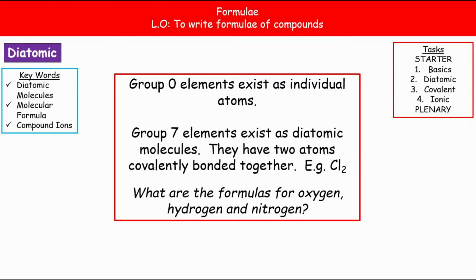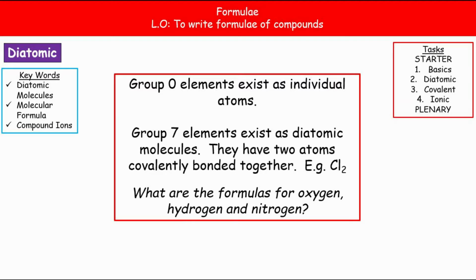When we come to group 0, so that is the group on the far right hand side of the periodic table, also known as the noble gases, then they exist as individual atoms. So every single one of those, all we've got to do to get the correct formula is just write down the symbol from the periodic table, because they exist as a single atom.